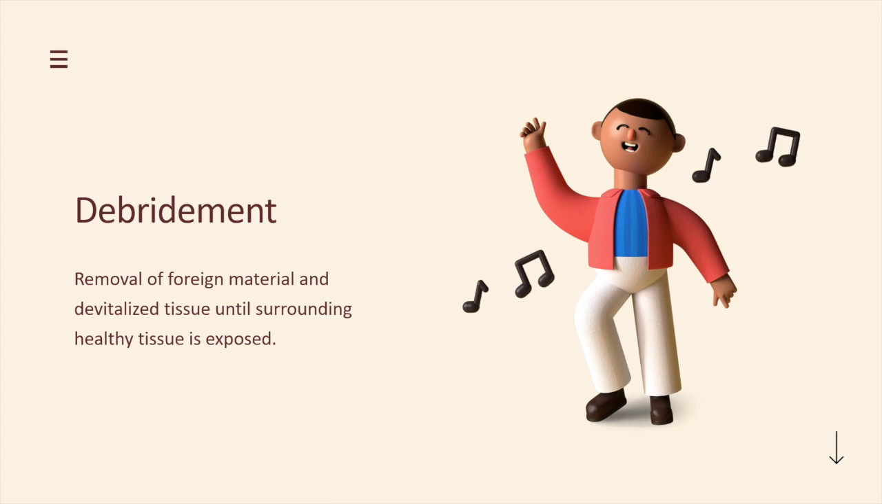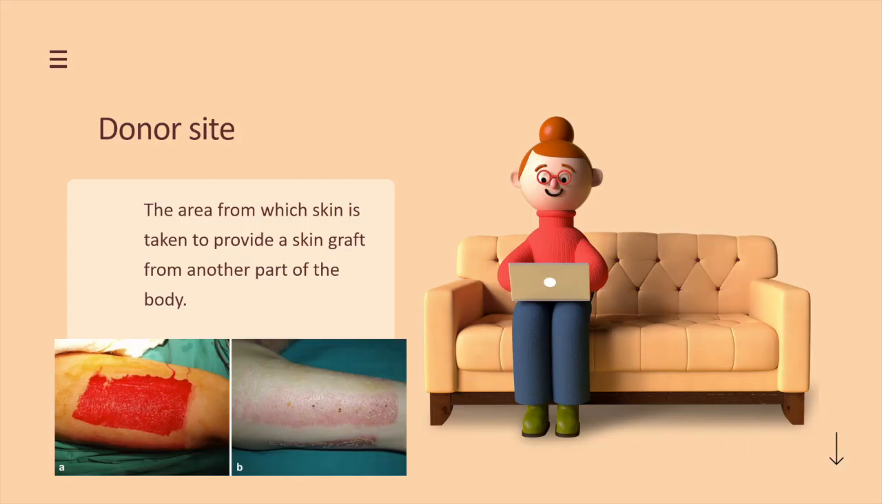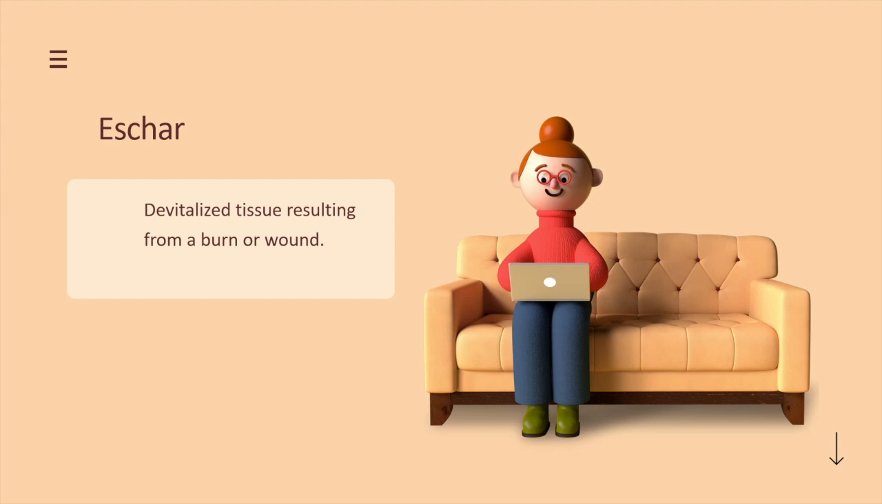Removal may be surgical, mechanical, chemical, autolytic, or self-digestion, and by maggot therapy. Donor site. The area from which skin is taken to provide a skin graft from another part of the body. The common areas for donor sites are the thigh and upper arm, but it could be the back, buttocks, or abdomen. Eschar is a devitalized tissue resulting from a burn or wound. You may see eschar after a burn injury, gangrenous ulcer, fungal infection, necrotizing fasciitis, spotted fevers, and exposure to cutaneous anthrax.